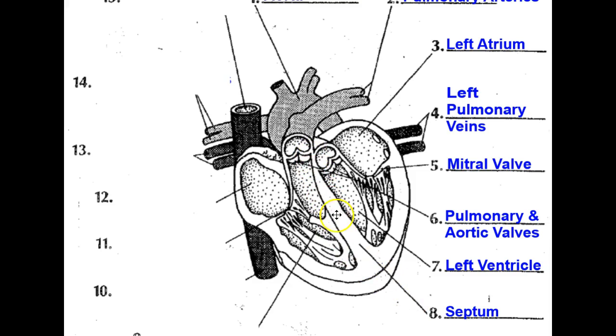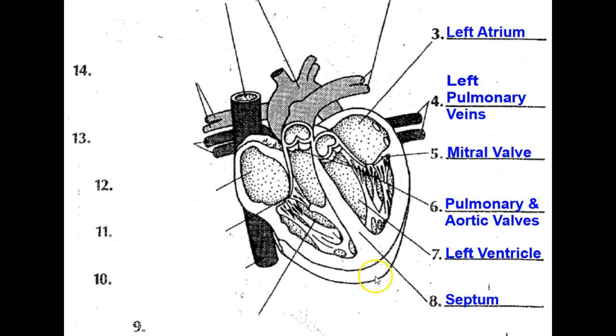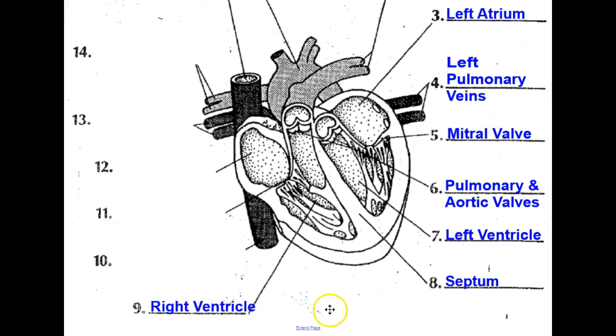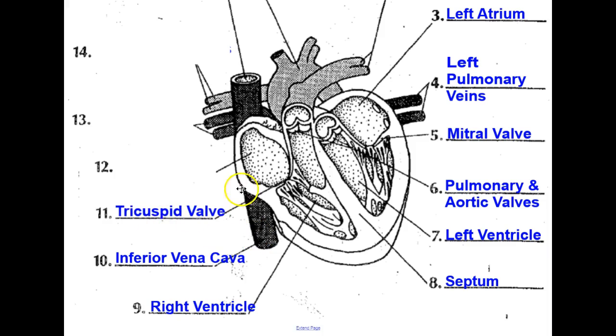Number 8, this wall of muscle between the left side of your heart and the right side of your heart is called the septum. Number 9 is the right ventricle. So the bottom chamber on the right side of your heart, right ventricle. Number 10 is the inferior vena cava. Number 11 is the tricuspid valve between the right atrium and the right ventricle. Number 12 is the right atrium, so the top chamber on the right side of your heart.